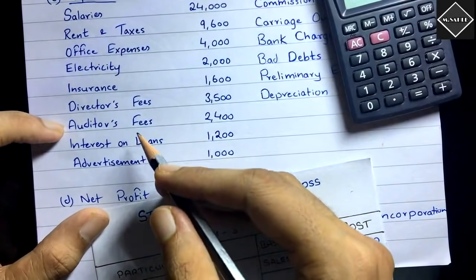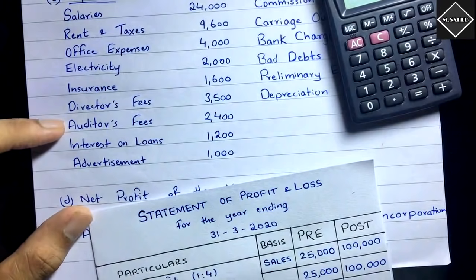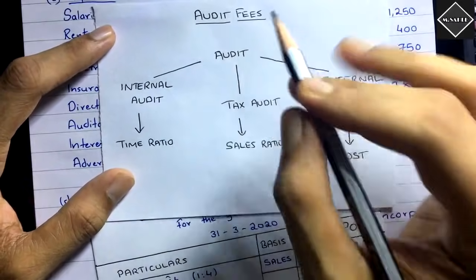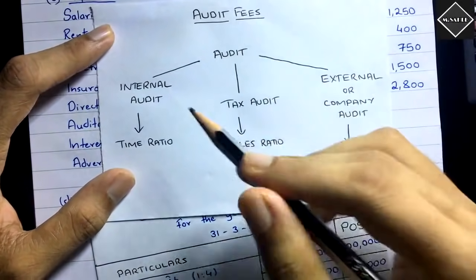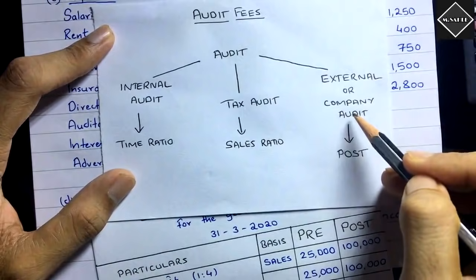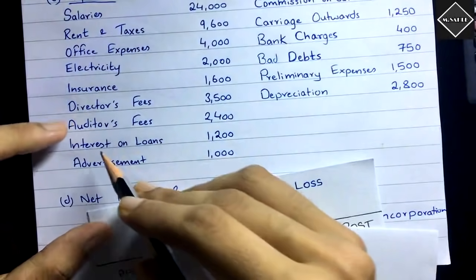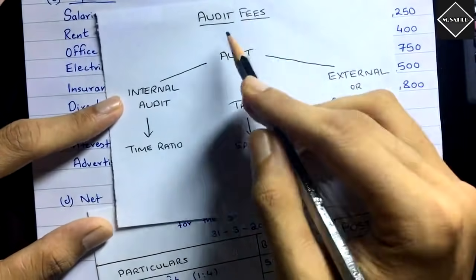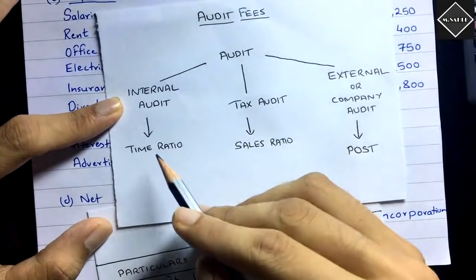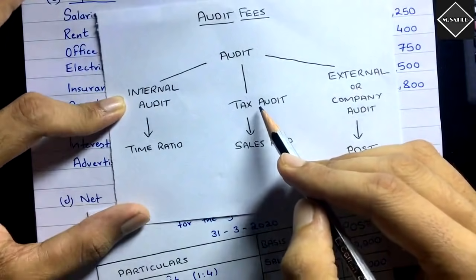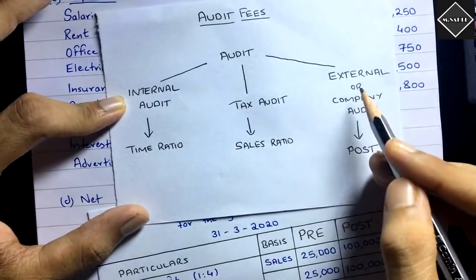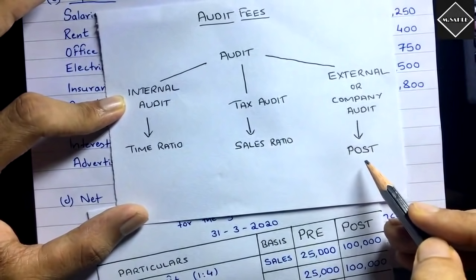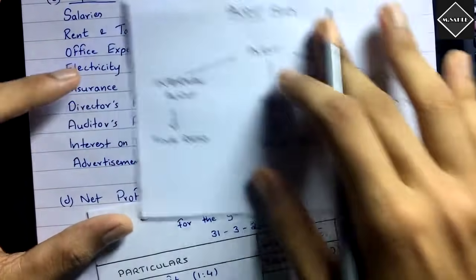Now here the thing gets tricky. See, the auditor's fees. Now here you have to understand something. To allocate the audit fees, I've already explained this in the previous video. There are 3 types of audit: internal audit, tax audit, external or company audit. But here we have got only auditor's fees, right? Here it is blank. They have just said audit fees. If they had said internal audit, then we had done it in the time ratio. If they had said tax audit, then we had done it in the sales ratio. If it's a company audit, then we had directly given it to the post column.